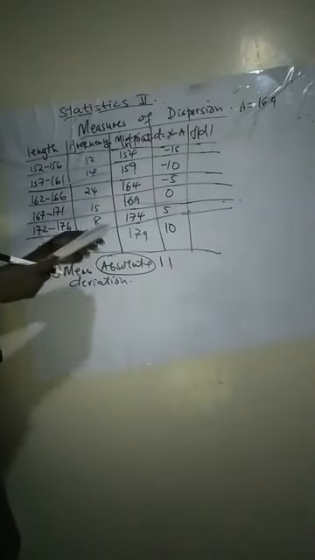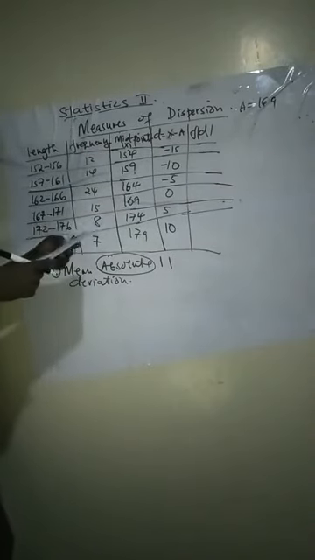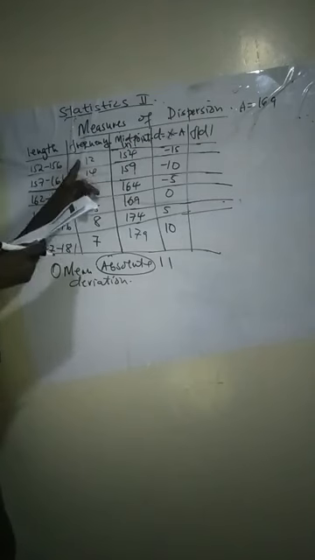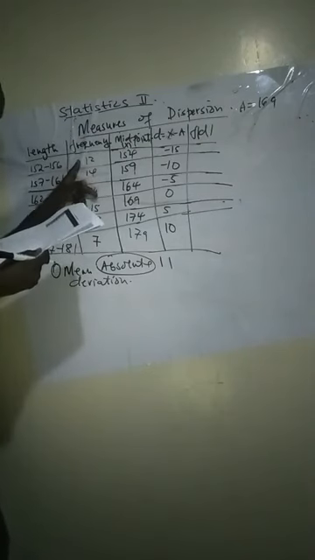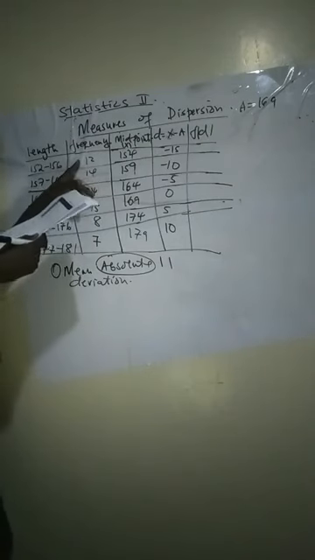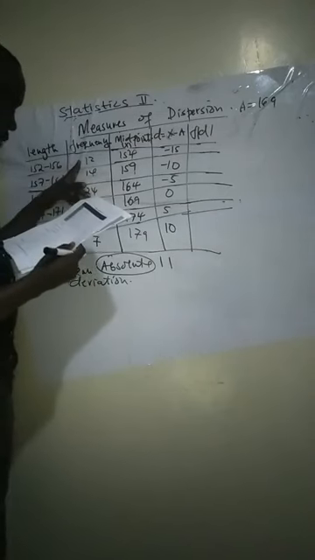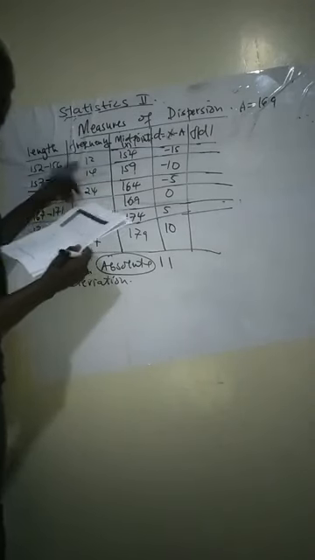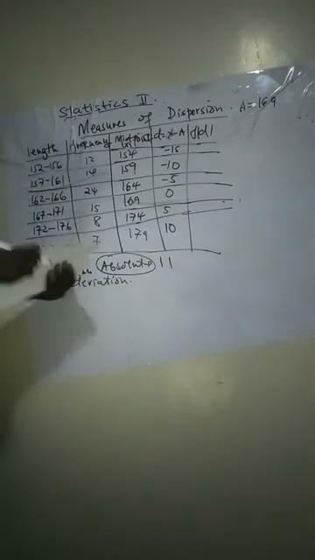So you find the values of f times absolute D, whereby we have the first one, which is 12. The frequency is 12, and the deviation is 15. So the frequency for that class is 12.